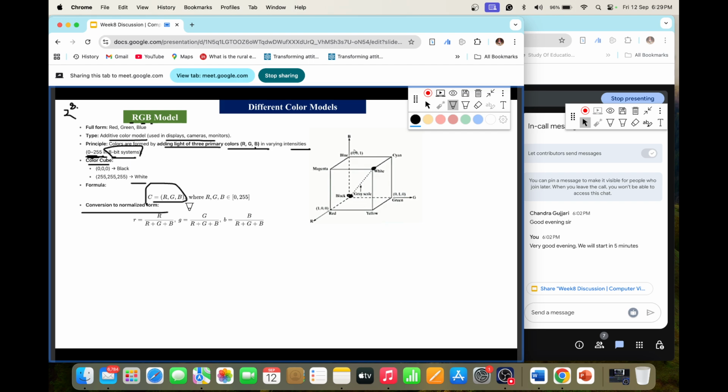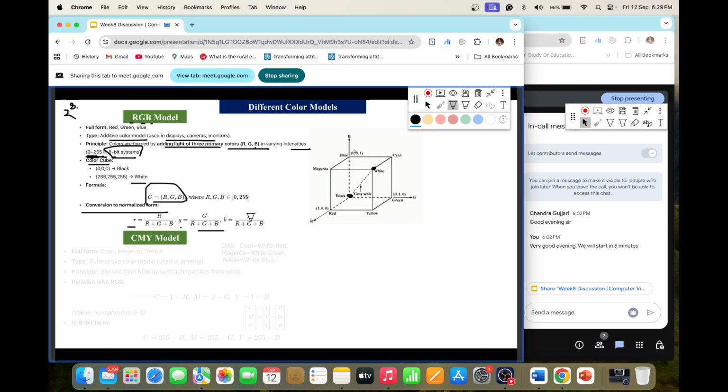How can it be calculated? R will be R by R plus G plus B, that you can get the normalized form. G equals G by R plus G plus B, and B by R plus G plus B. So by this we can convert it into a normal form.